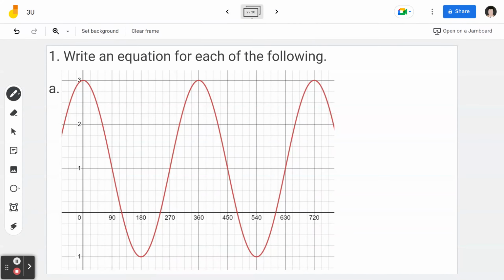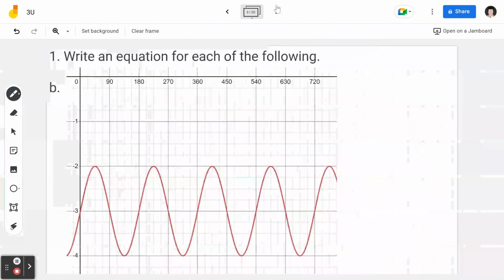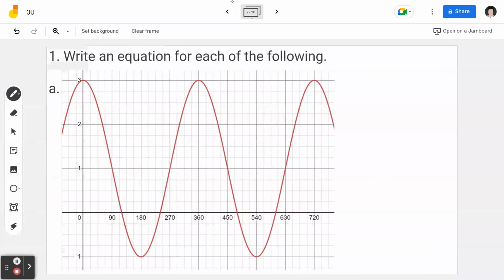Let's begin. Example number 1. Write an equation for each of the following. So there are two parts. This is 1a, that's 1b. Let's start with 1a. Now, sometimes they're asking you to write this in terms of sine x. Sometimes they're asking you to write this in terms of cosine x. We're going to show you both.